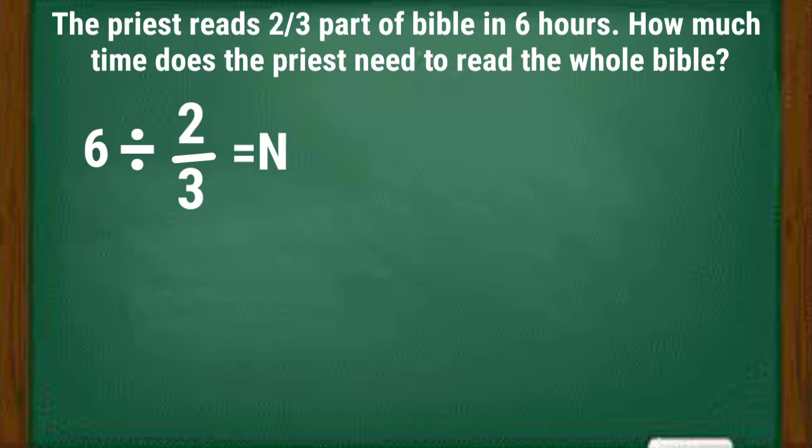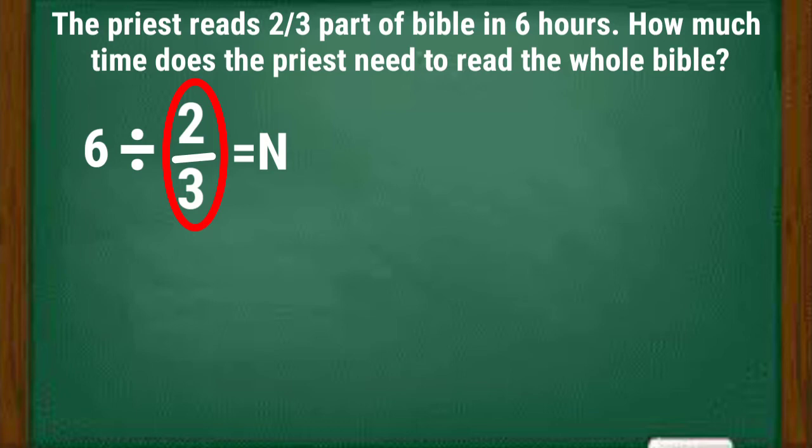Now let's follow the steps in dividing the numbers. The first one is to get the reciprocal of your divisor. What is our divisor here? Our divisor is 2/3. So how will you get the reciprocal of a number or a fraction?